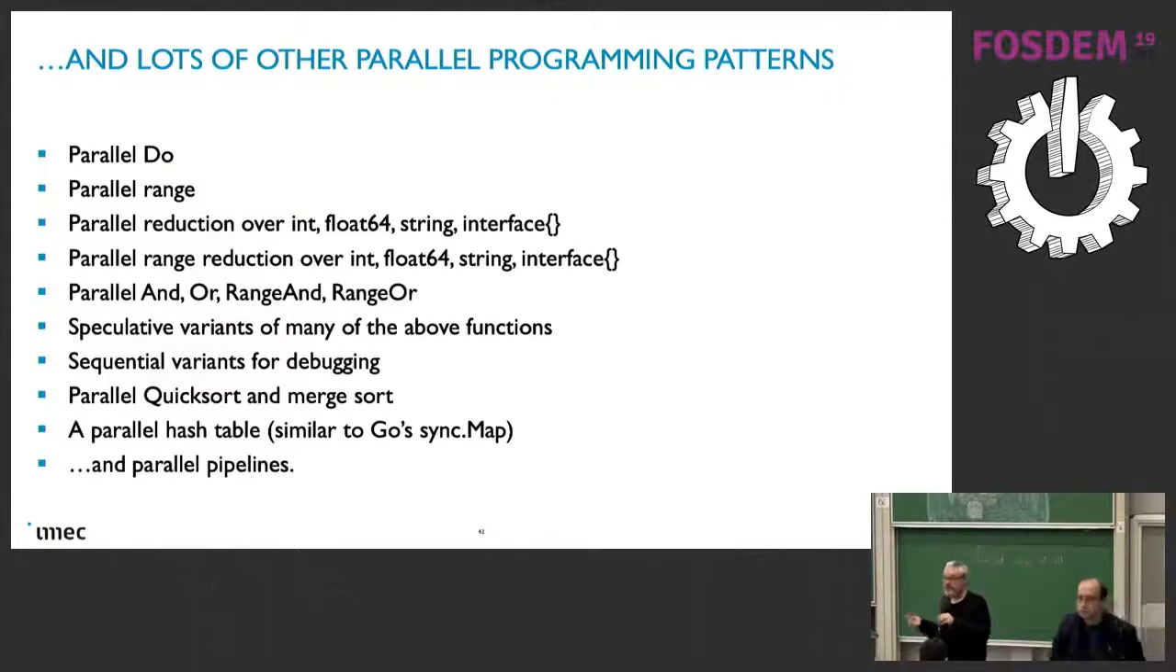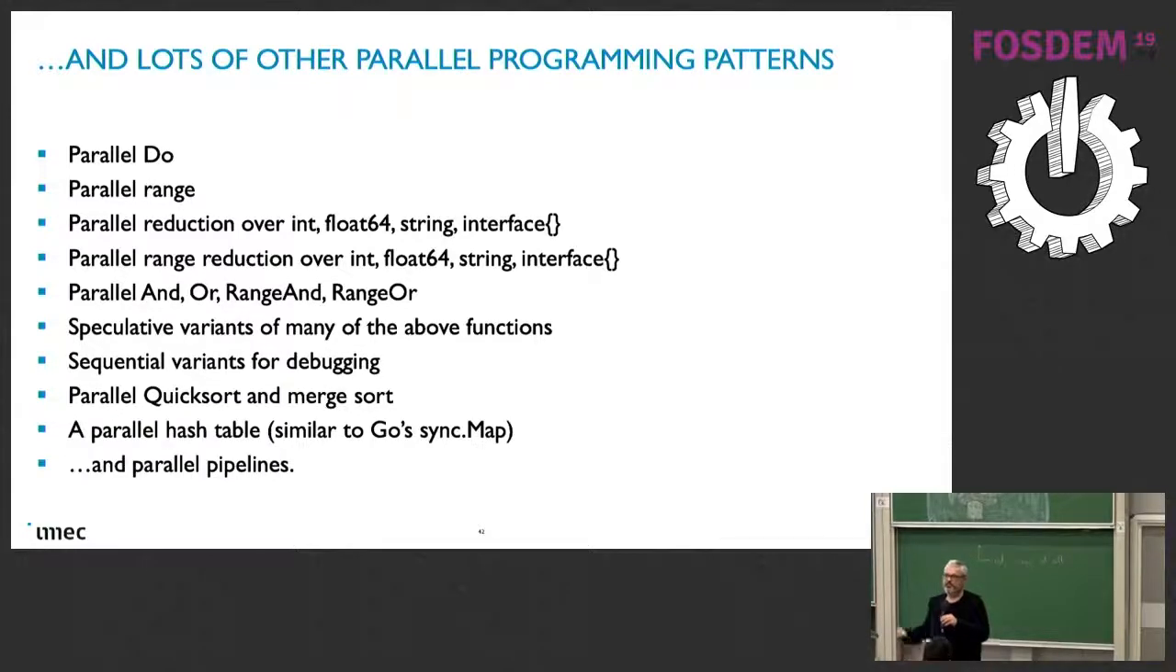We have speculative versions, which are especially interesting with the Boolean functions, because you can make sure that a tree stops executing as soon as you already know the result. We have sequential variants, which are not supposed to be used in production code, but can be used when you want to debug your programs, especially when you want to do print line debugging. We have the quicksort and merge sort, which are actually quite complex algorithms, so we hide this away from you. And parallel hash tables and pipelines.